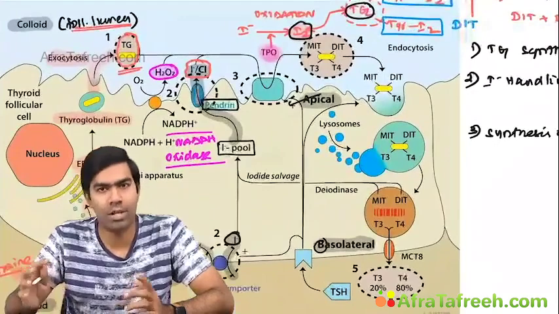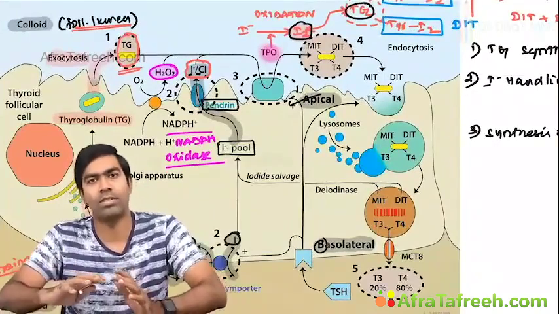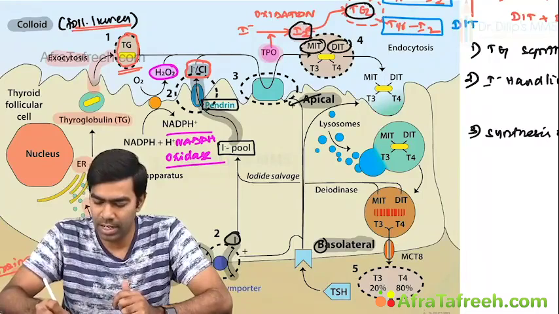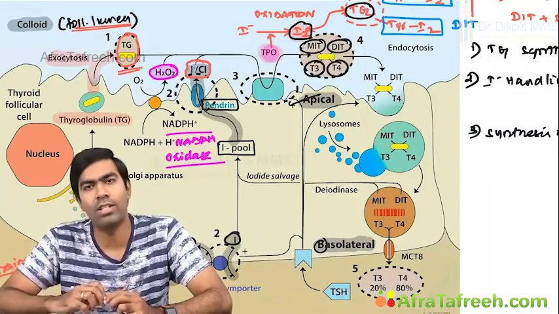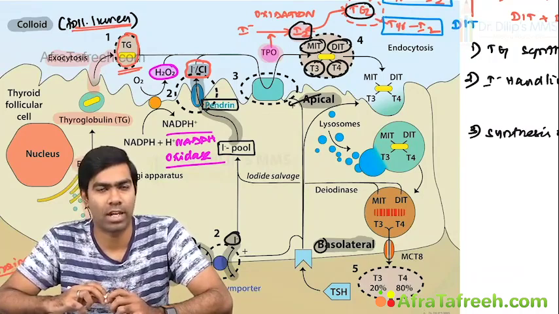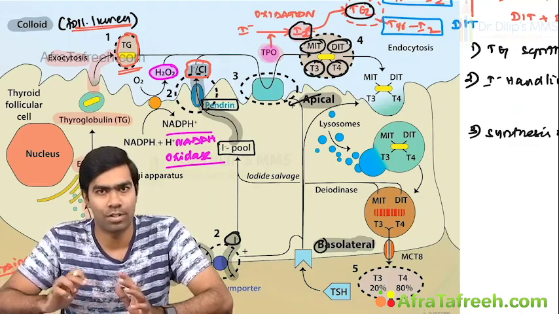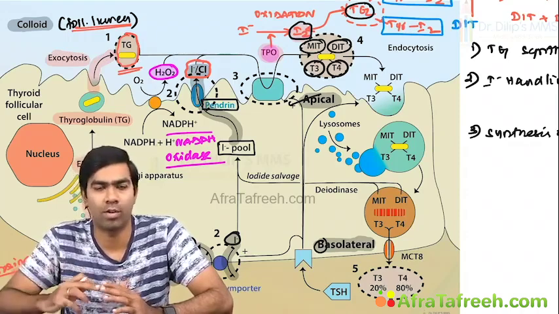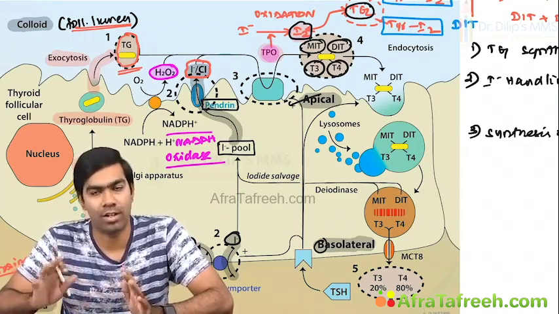At the end of this coupling process and all these processes, the thyroid hormones have been synthesized, but you can see MIT, DIT, T3, T4, all these are actually still attached to the thyroglobulin. They are not yet released as active hormones. So they are still bonded with the thyroglobulin molecule only, and they are still concentrated in the colloid.